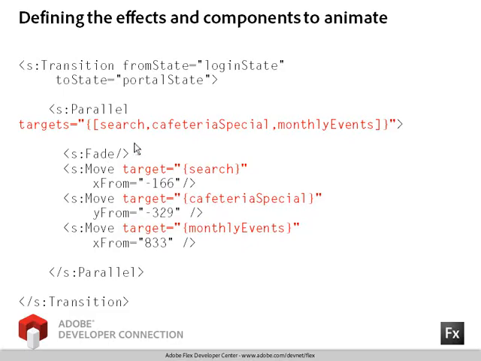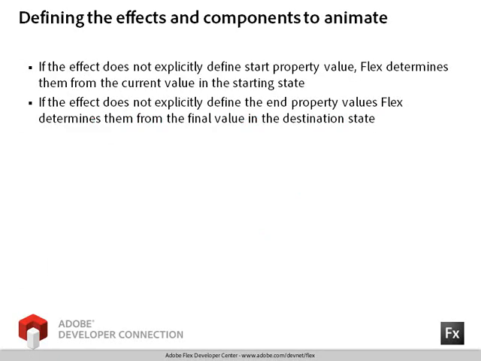Note that the fade effect does not have a target property defined and will therefore target all the components listed in the parallel effect. Some of the effects I have shown you have starting or ending values and some do not. If an effect does not explicitly define a start or ending value, Flex will do its best to determine them for you based on the property's value in either the starting or ending state. If you do not get the expected results from your transition definition, try explicitly defining starting and ending values for the properties you are animating.